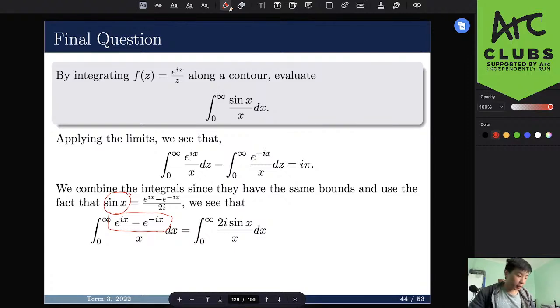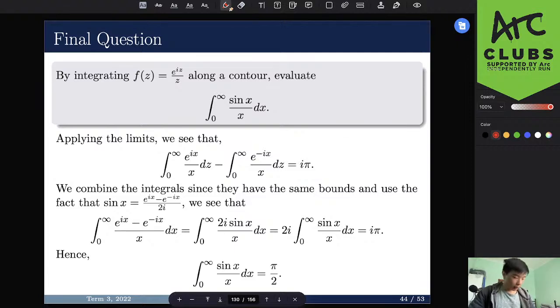So in the end, we get that the top is equal to 2i sin x. And since 2i is a scalar, we can factorize that out, and we let that equal to our i pi. So our final step is, of course, dividing both sides by 2i. And what we should get is that our original integral is equal to 2 pi. So this is the end of our first part of the seminars.